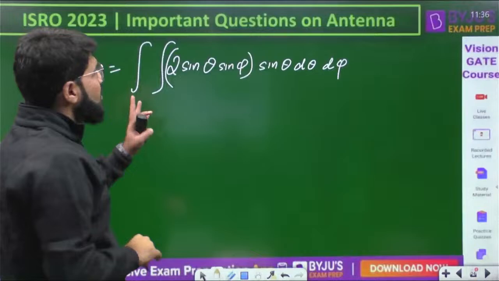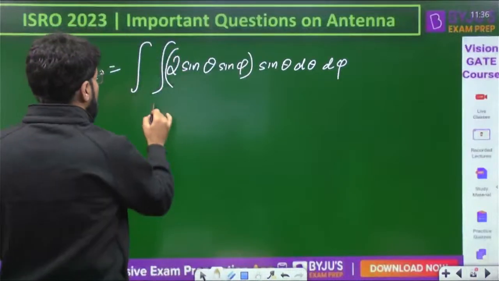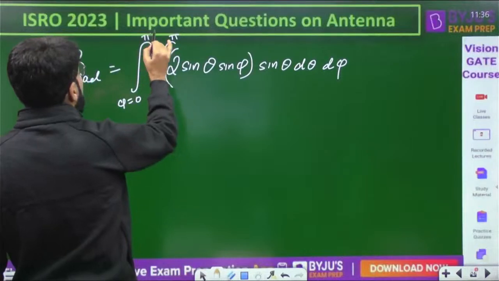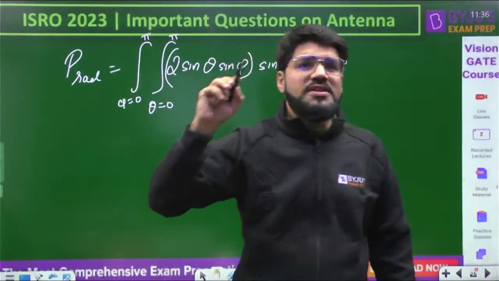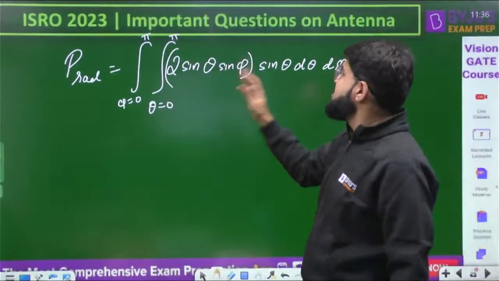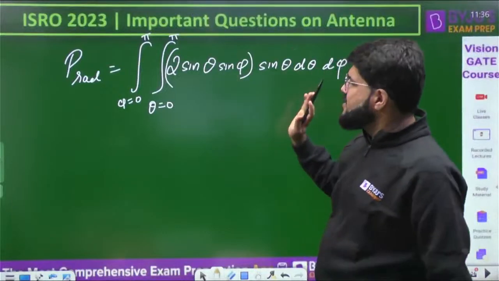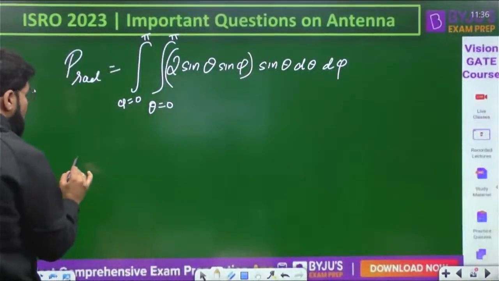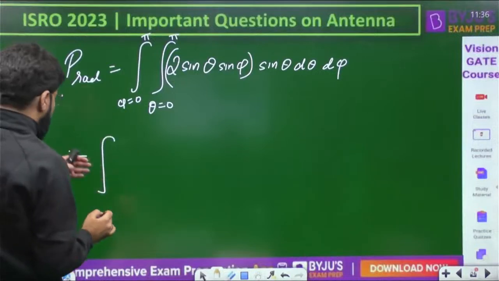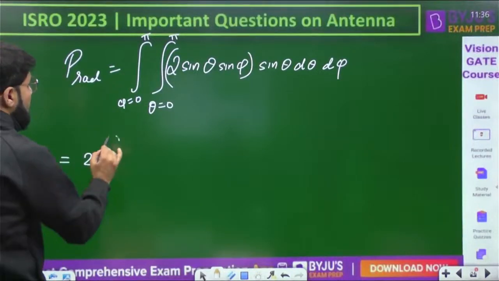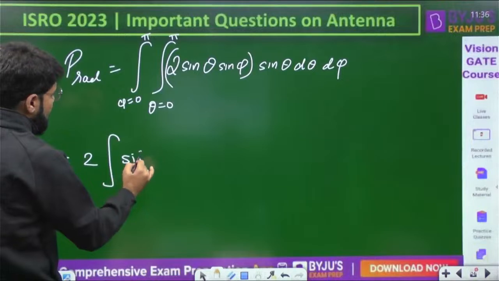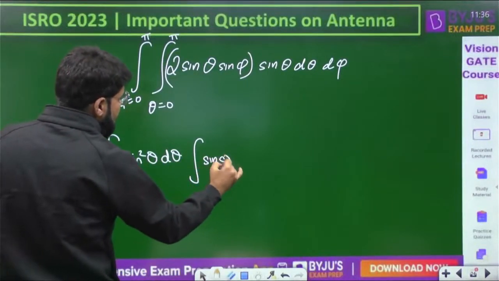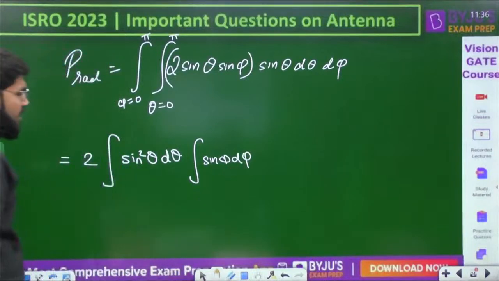Now, it is better because both the limits are constant. What are the limits of theta? 0 to pi. What is the limit of phi? That is also 0 to pi. Whenever both the variable limits are constant numbers, and if the variables are separable, we separate them. Like sine square theta is a different function, sine phi is different, so we can separate. Not every time you can separate. So here, first of all, 2 is constant. Sine square theta d theta separate, sine phi d phi separate. Let's solve this separately.